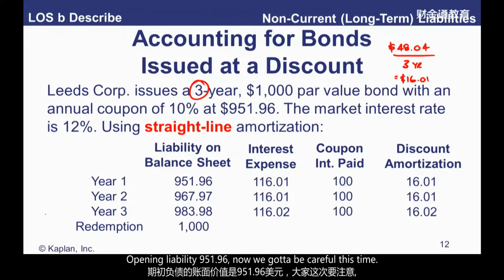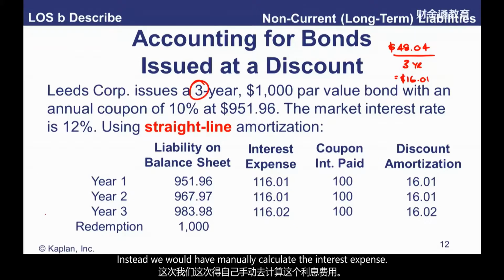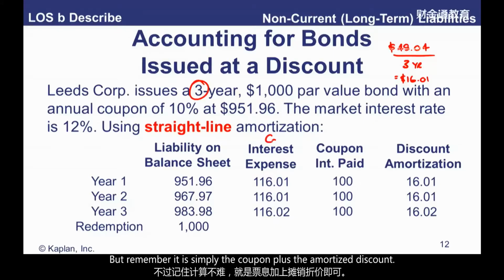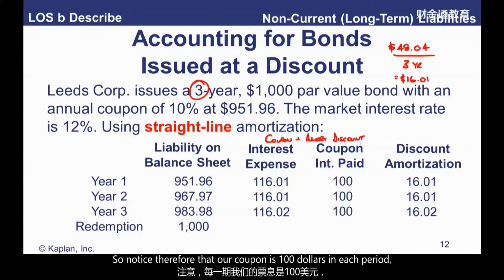Opening liability 951.96. Now we've got to be careful this time. Calculating the interest expense is not going to be so simple. We can't take opening liability times the market interest rate. Instead, we're going to have to manually calculate the interest expense. But remember, it is simply coupon plus the amortized discount. So notice therefore that our coupon is $100 each period, so the interest expense is $116.01. We're just adding that amortized discount each period.